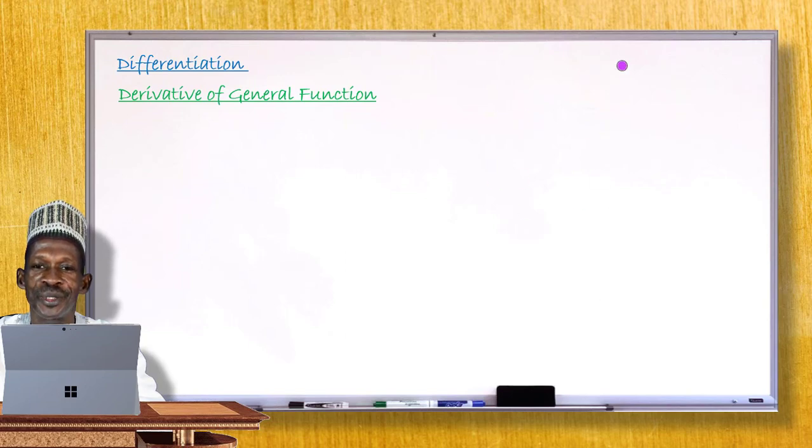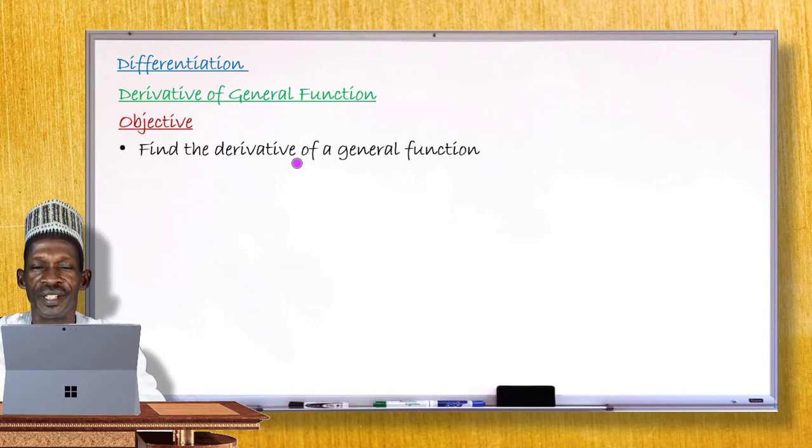Today, I'll take you through another new topic, that is differentiation. And what you're going to learn first in this main topic is how to find the derivative of a general function. So let's begin. After completing today's lesson, my dear student, you'll be able to find the derivative of a general polynomial function. This is what I hope you'll be able to do after completing the lesson today.